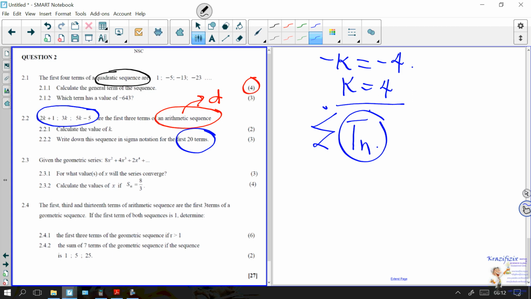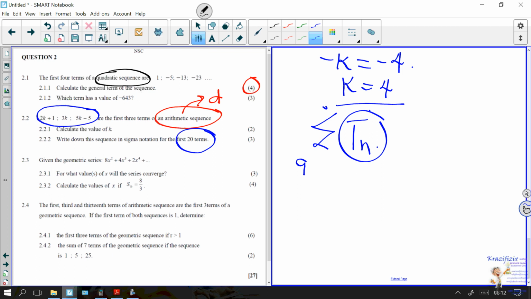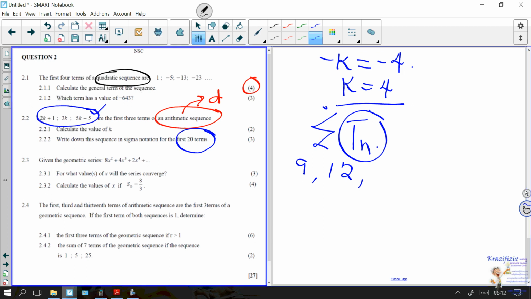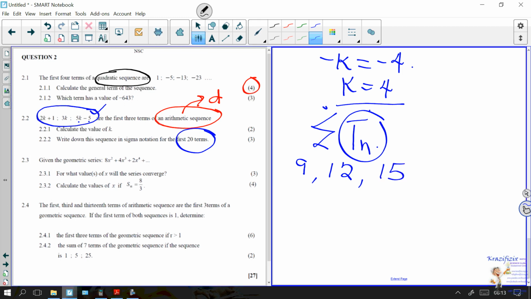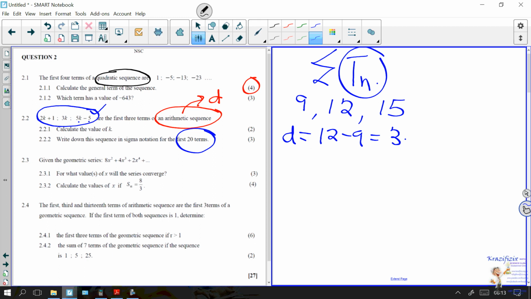We substitute the value of k. My first term is 2k plus 1, so 2 times 4, 8 plus 1, my first value is 9. And my second one, 3k, 3 times 4, 12. My third value, 5k minus 5. 5 times 4, 20. 20 minus 5 will give me 15. Okay, can I get my common difference? What is my d? 12 minus 9, which is 3.